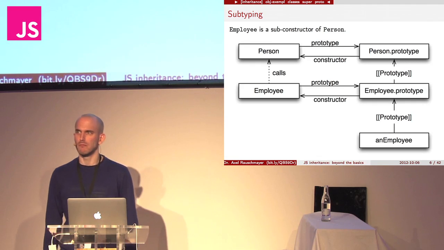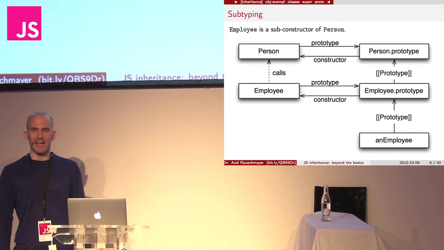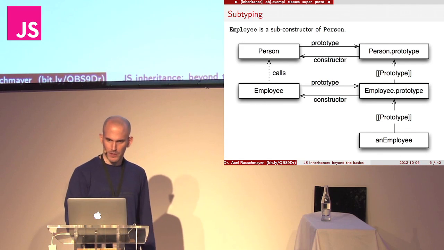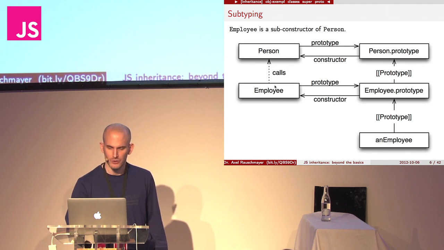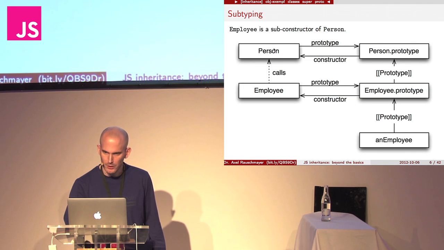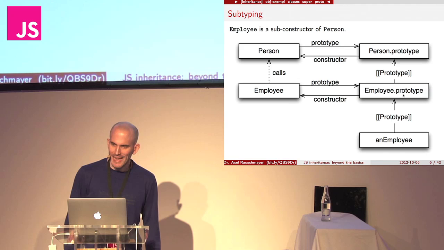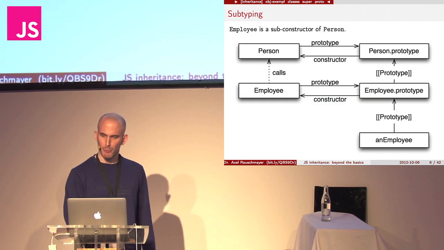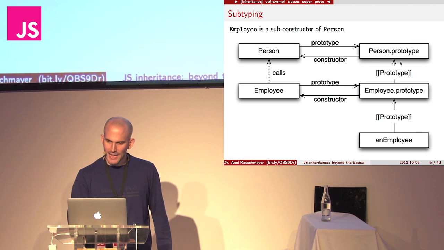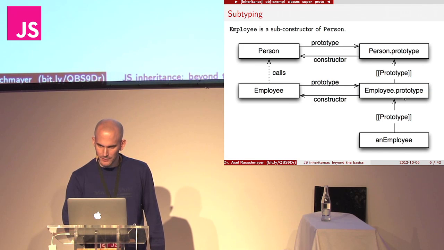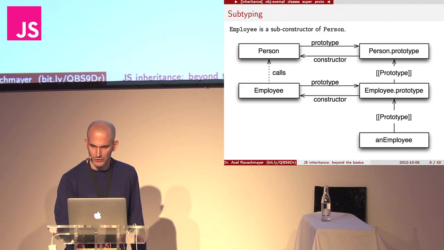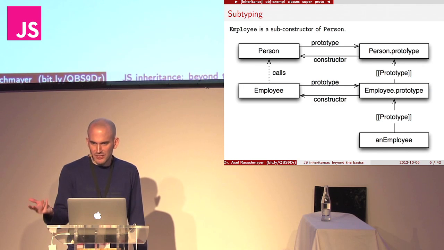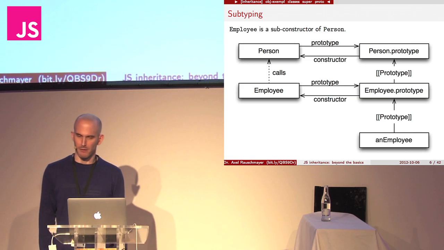Things get more tricky as soon as you use subtyping. Then you have a lot more wiring. You have a relatively feeble relationship between the constructor and the superconstructor. But you especially have a has-prototype relationship between the prototypes, which is interesting. And obviously, again, you have the instance. And thanks to this has-prototype relationship, Employee.prototype gets all the methods from Person.prototype, and thus you have the typical subtyping thing.